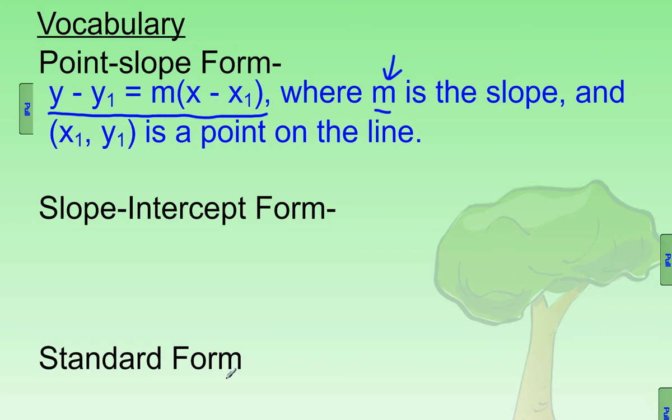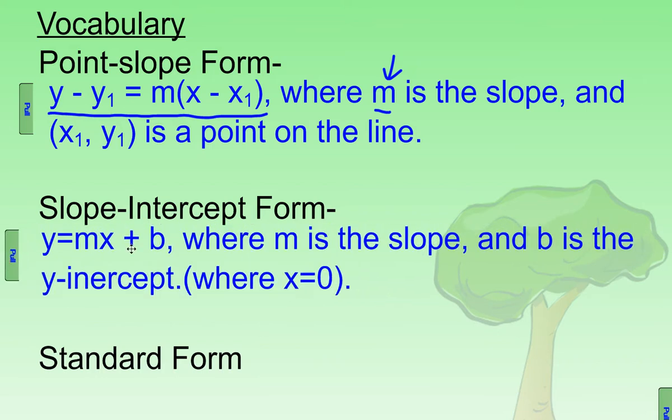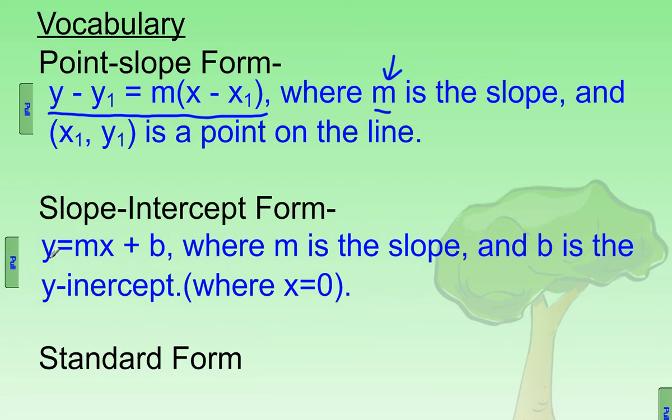Okay, so that's the form we're going to start with the most. And then after we have point-slope form, we're going to change it into slope-intercept form. So slope-intercept form is the equation y equals mx plus b. This is probably the most popular form of writing a line, where m is still the slope and b is the y-intercept. So if you remember, the y-intercept happens where the line crosses the y-axis. That's the y-intercept. It happens where the x value is 0.